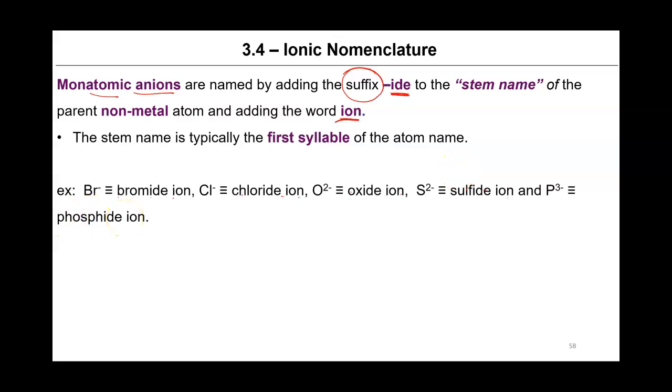And note, we never need to specify the charge, because for the nonmetals that form monatomic anions, we can always deduce the charge from the position in the periodic table. Those elements that are in group 7A form -1 ions, those in group 6A form -2 ions, and those in group 5A form -3 ions. So no need to specify the charge, we just have to look at the periodic table and figure out what it is.